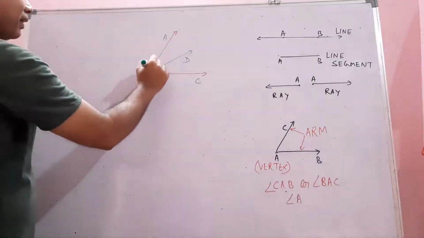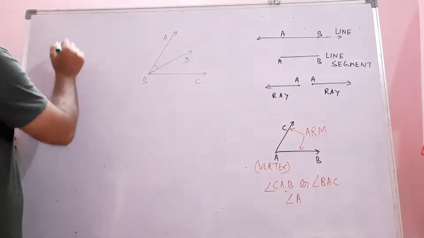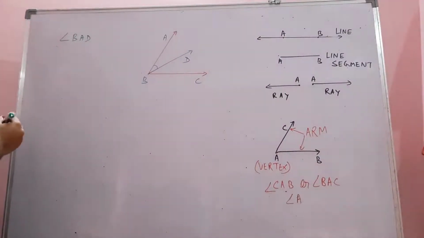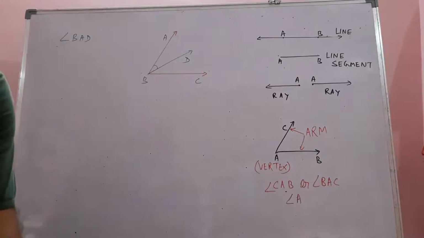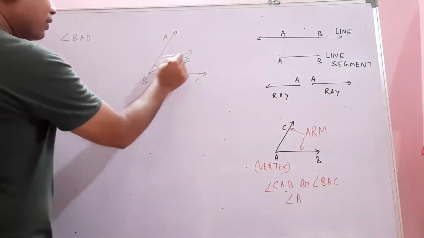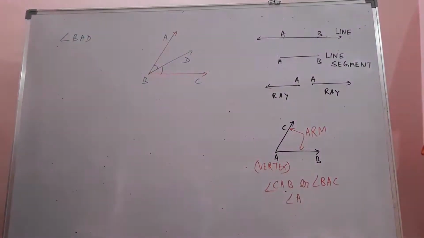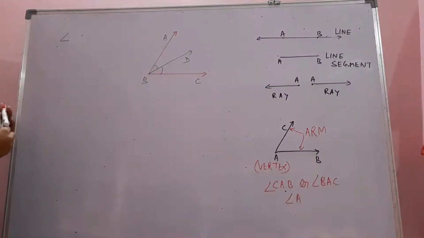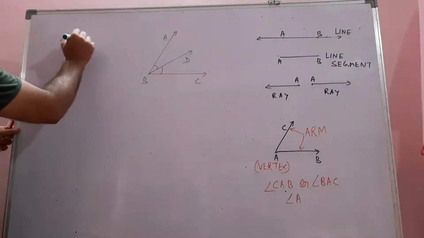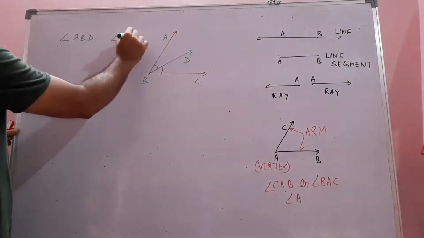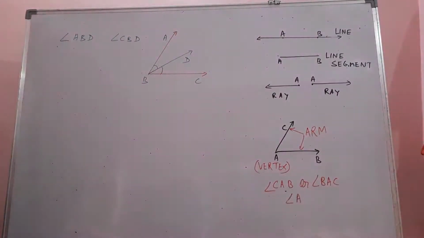One angle is BAD, this angle. And one angle you see in the figure is angle CBD or DBC, this angle. Sorry, not BD, sorry, ABD angle. One is ABD angle, and one is CBD angle. These two angles, see in the diagram. What happens?